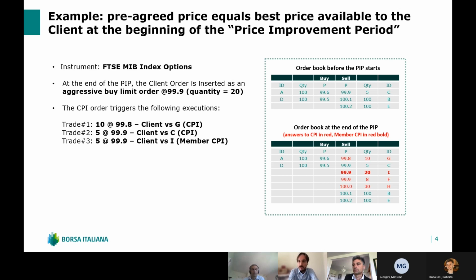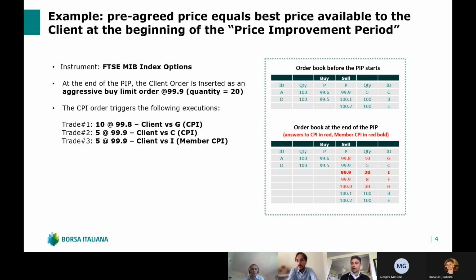And what is the final situation? The buy side, willing to buy the FTSE MIB index option, is not only executing at least at the price delivered by this broker, which is 99.9, but can also get a price improvement for half of the trade, for 10 lots at 99.80, thanks to the fast response, probably by a liquidity provider that wants to participate in these trades. So the functionality is very innovative.